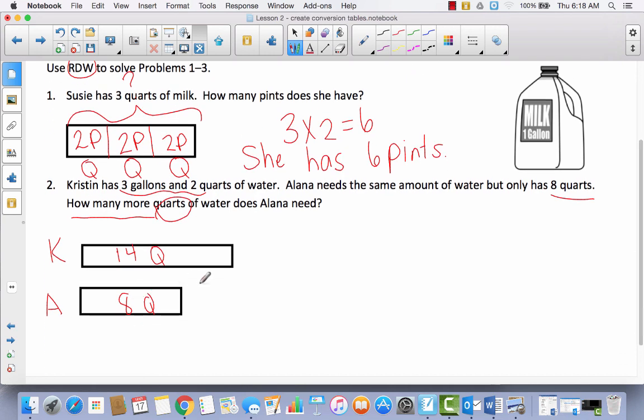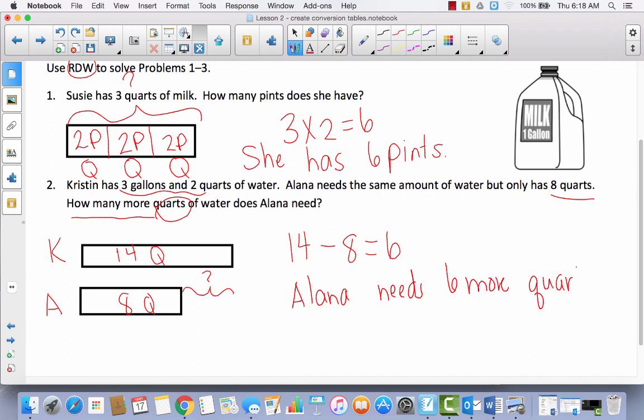So think about this. Where is the part that I'm trying to figure out? Well, it's right here, right? I'm trying to figure out this difference. How much more? So if I want to know how much more, what would I do with these 2 numbers? I would subtract. So 14 minus 8 equals 6. So Alana needs 6 more quarts to have the same amount as Kristen.